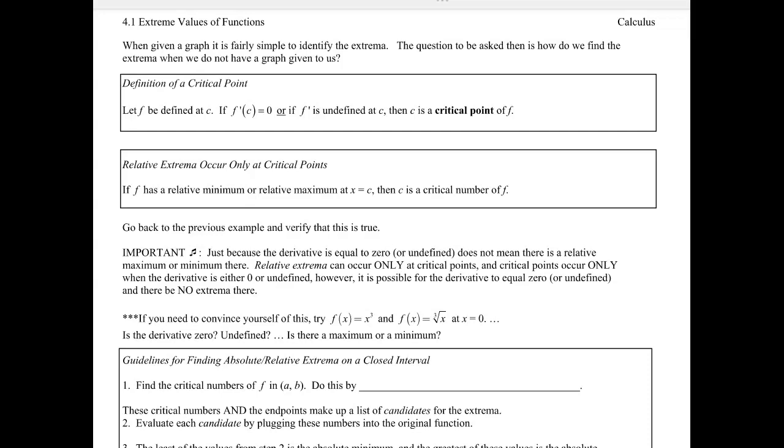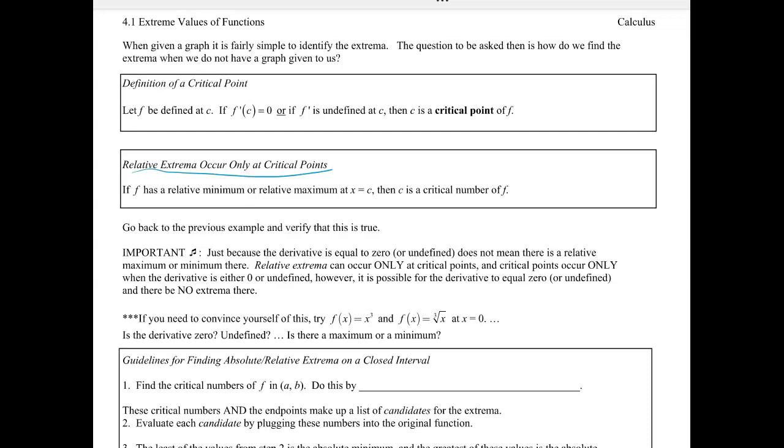The definition of a critical point is: if f is defined at c, and f prime of c is 0, or f prime is undefined at c, then c is what we call a critical point of f. The relative extrema only occur at critical points.